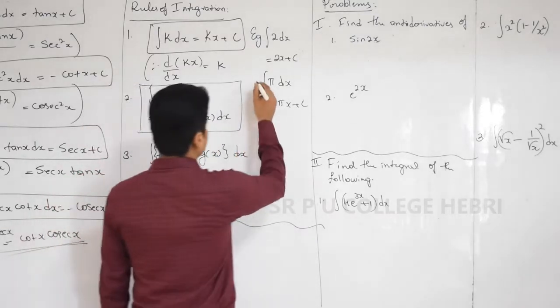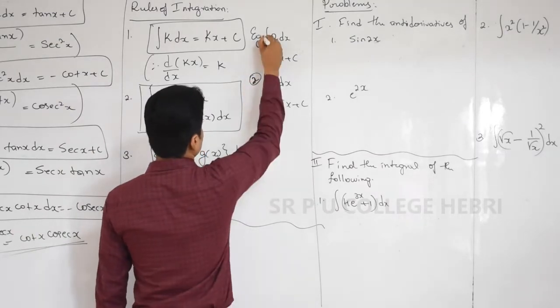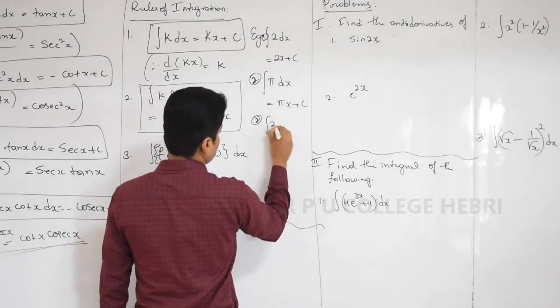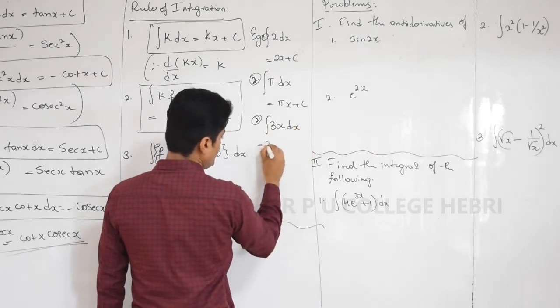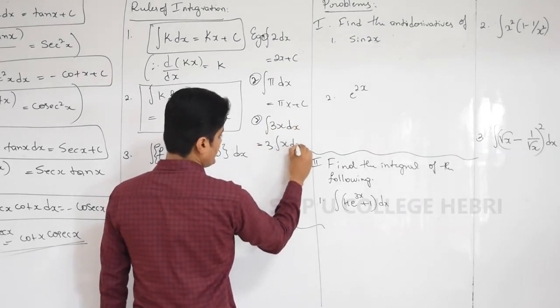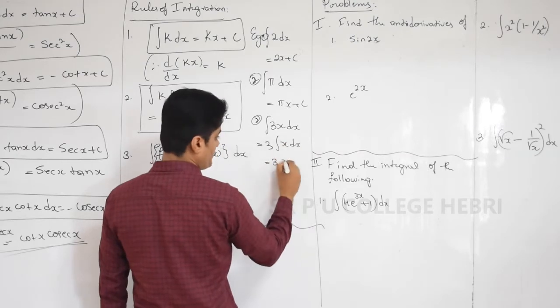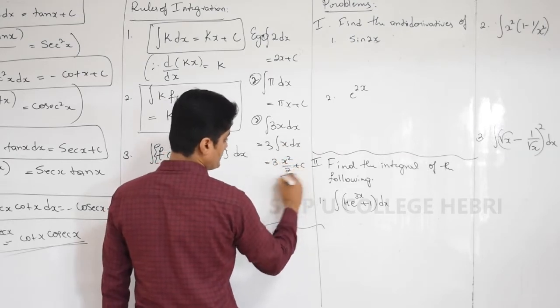Okay, see for example, if you want to integrate 3x, keep 3 outside, integration of x dx. What is the integration of x? By the x power n formula, x square by 2 plus c. That's it.